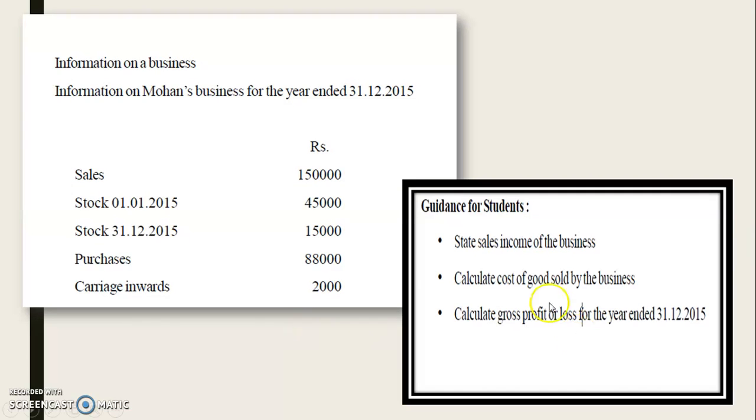So some information is given to you. Stock 1/1/2015 is opening stock. Stock 31st/12/2015 is obviously closing stock. They have given you purchase and carriage inwards. So once you have done this, pause the video, do this, and then you can check the answers.